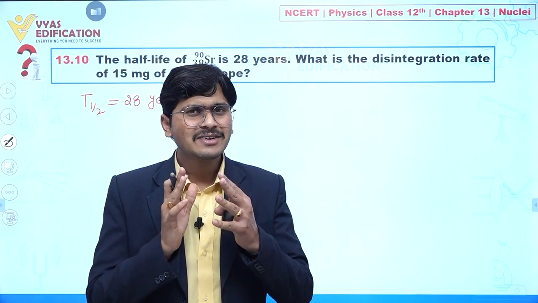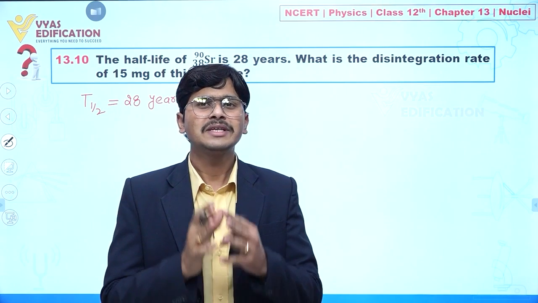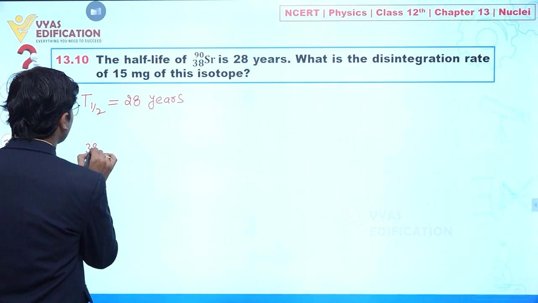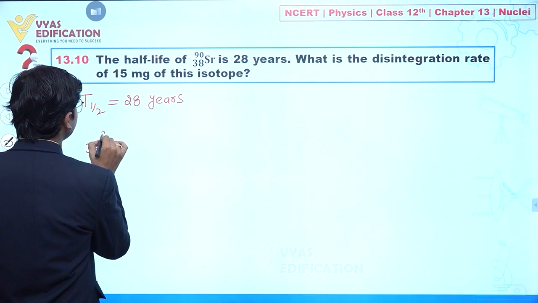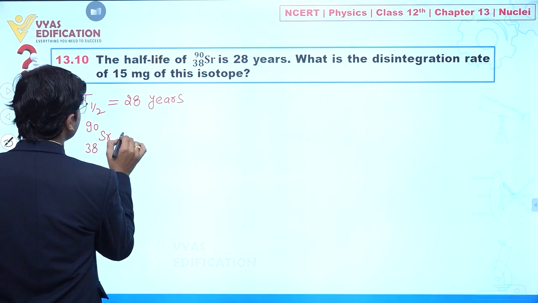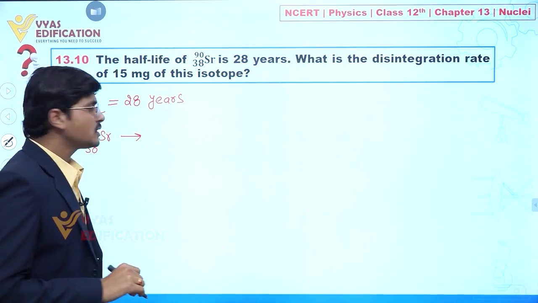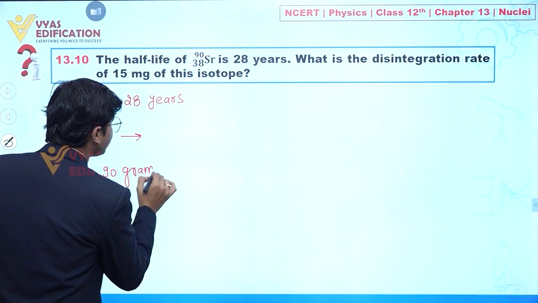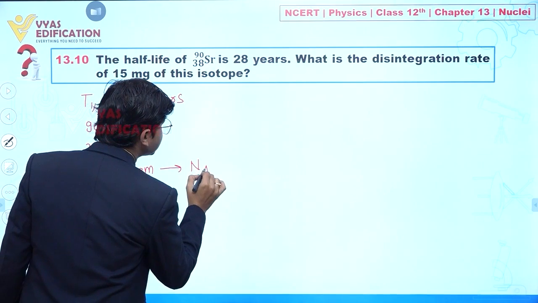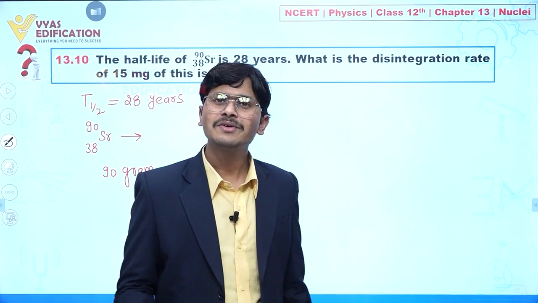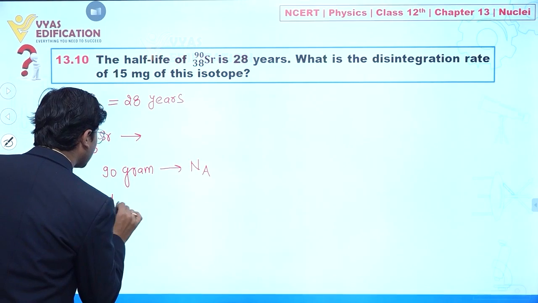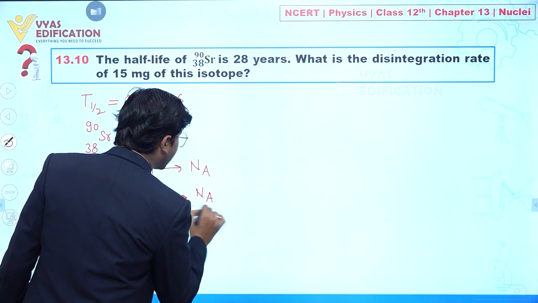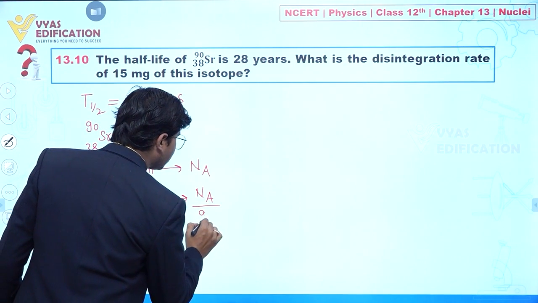Now let us try to understand the concept of this question from the very basics. You can say this nuclide is 38 strontium 90. Directly you can say when we have 90 gram, the total number of atoms present is equal to Avogadro number. So if I am talking about 1 gram, in 1 gram we have a total number of atoms present, Na divided by 90.